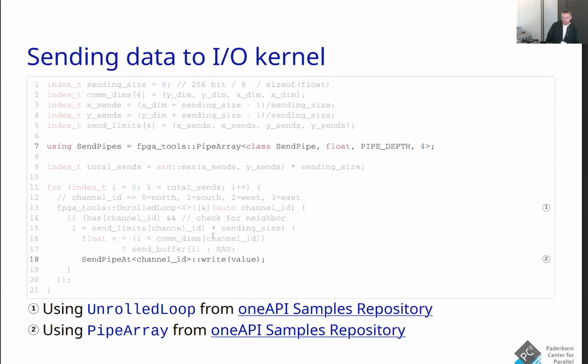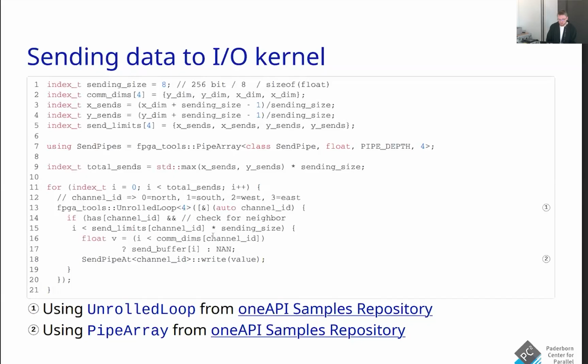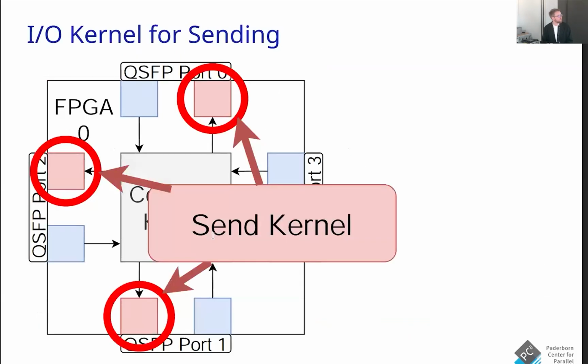So the local pipes are here organized in a pipe array, which is also a nice abstraction from the oneAPI samples, which is just templated and gives nice access to this read and write functions from local pipes, which basically works the same as the I/O pipes from a programming perspective. Okay, so now the data are sent from the compute kernel to the I/O kernel.